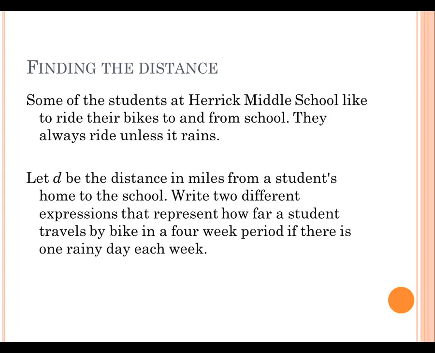Some of the students at Herrick Middle School like to ride their bikes to and from school. They always ride unless it rains. Let D be the distance in miles from a student's home to the school. Write 2 different expressions that represent how far the student travels by bike in a 4-week period if there is 1 rainy day each week.